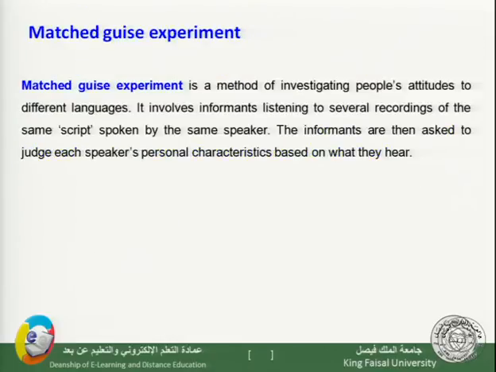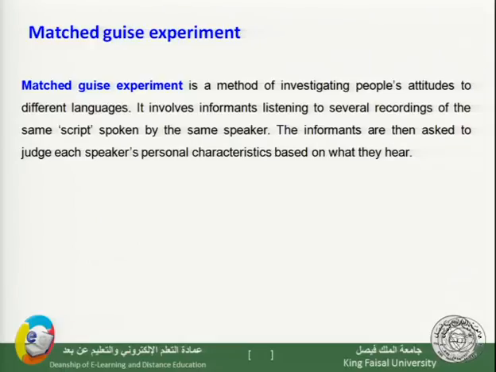We need to understand what is meant by a matched guise experiment. A definition of this term is given in this slide. A matched guise experiment is a method of investigating people's attitudes. So it's a way of researching people's attitudes to what? To different languages. What does this experiment involve? It involves informants listening to several recordings of the same script spoken by the same speaker. The informants are then asked to judge each speaker's personal characteristics based on what they hear.